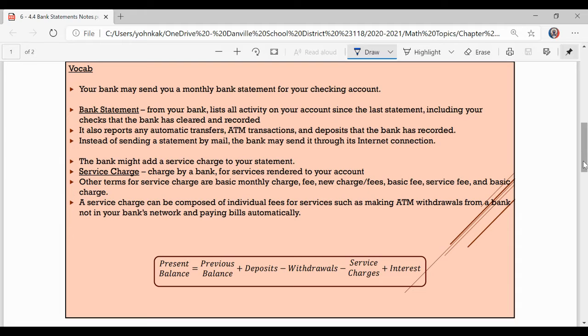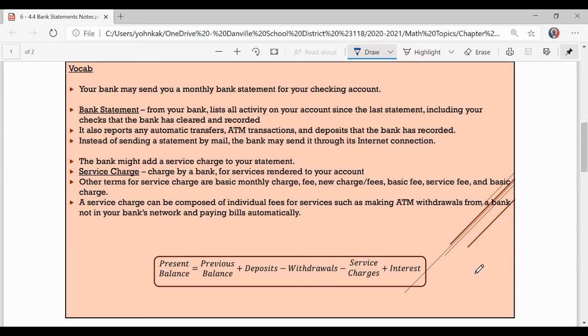The bank might add a service charge to your statement. So a service charge is a charge by a bank for services rendered to your account. Other terms for a service charge are basic monthly fee, or basic monthly charge, a fee, a new charge, a basic fee, a service fee, a basic charge. All of these are synonymous for service charge. A service charge can be composed of individual fees for services, such as making ATM withdrawals from a bank not in your bank's network, and paying bills automatically. We're going to get into a lot of service charges later. So something just to think about for the future.